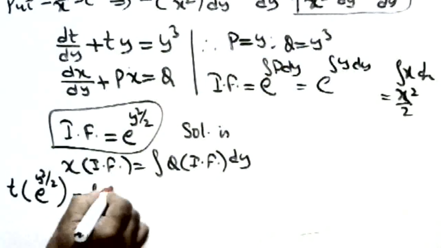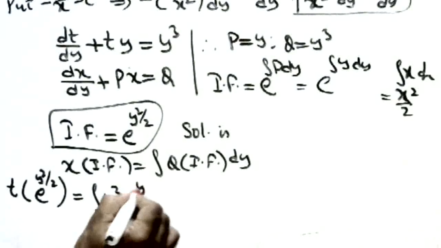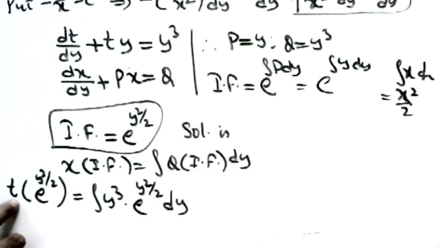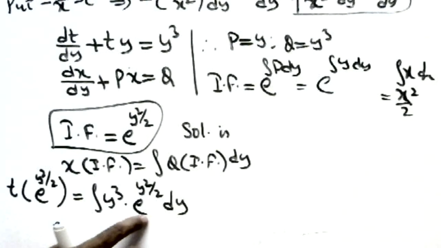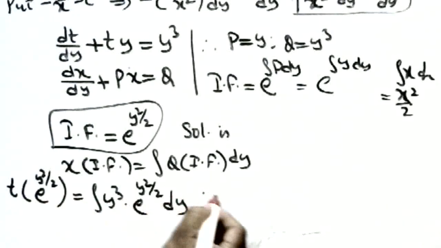In place of q we have y cube into integral factor. The integral factor is e to the power of y square by 2 dy. Once more, t into integral factor equals integration of q into integral factor dy. Now substitute the value of t. In the previous step we took t as minus 1 by x.